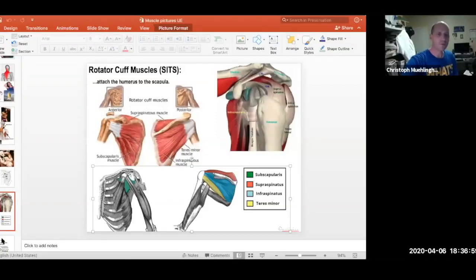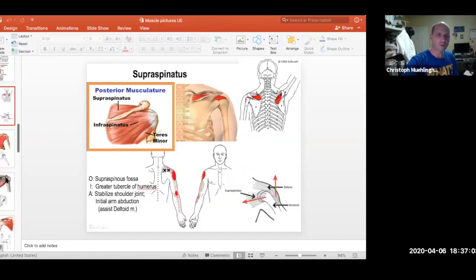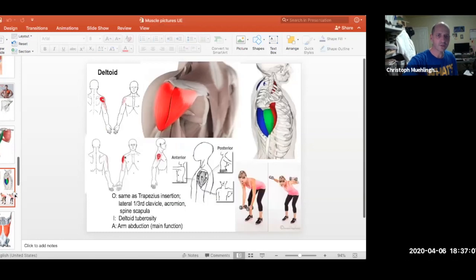Go and, oops. Where is my deltoid? Give me my deltoid. Oh, not that one. There it is.